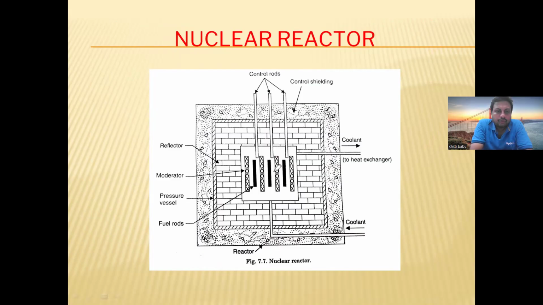So here we have fuel rods. These are the moderators, and then we have control rods. So here, this is the heart core of the nuclear reactor. Here, the nuclear fission reaction takes place.